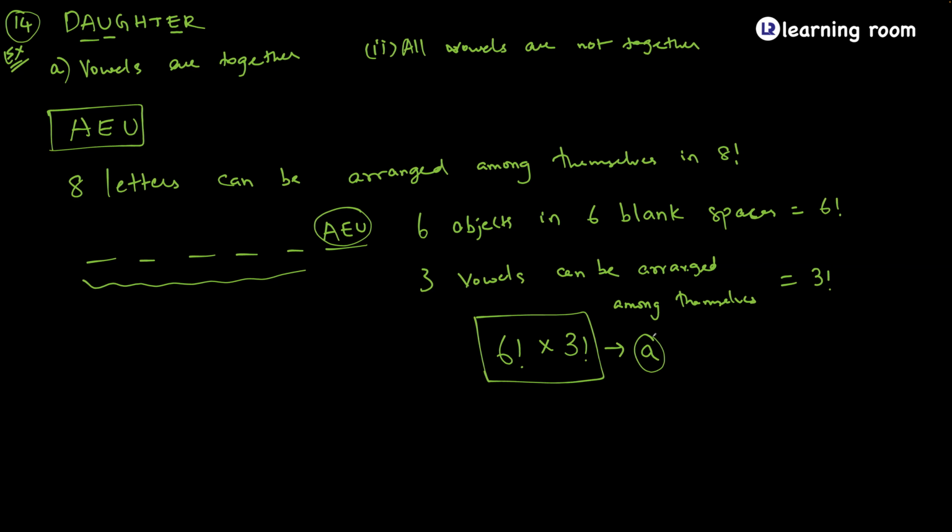And part B, what do they say? All vowels are supposed to be not together. Means from that 8 factorial, remove the 6 factorial into 3 factorial. So from the total arrangements, remove all the arrangements which have the vowels together. That will give you the answer for the vowels not being together. So that will be 8 factorial minus 6 factorial into 3 factorial. And this will be the answer for the second part. Am I clear with this? Right? Just make a note of it.